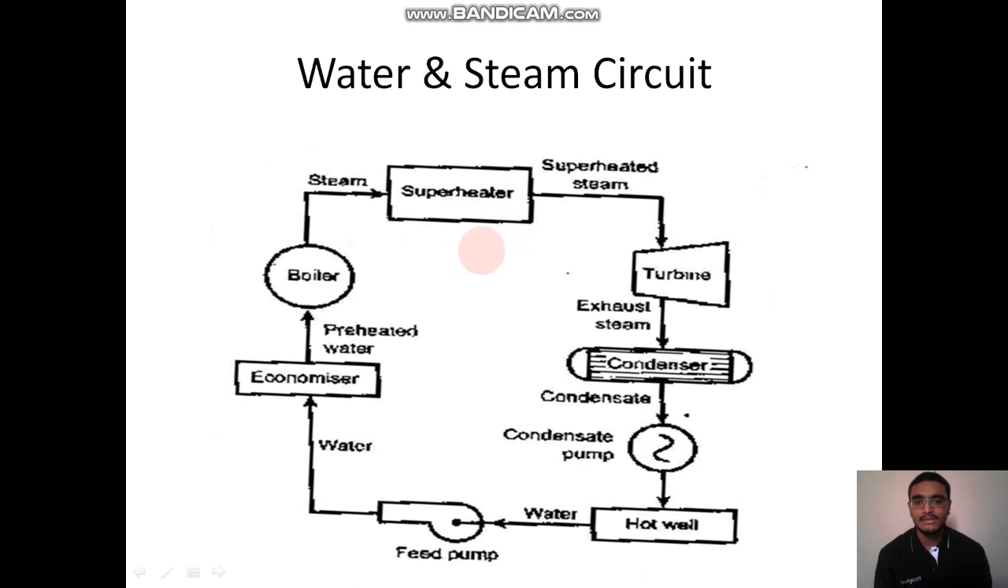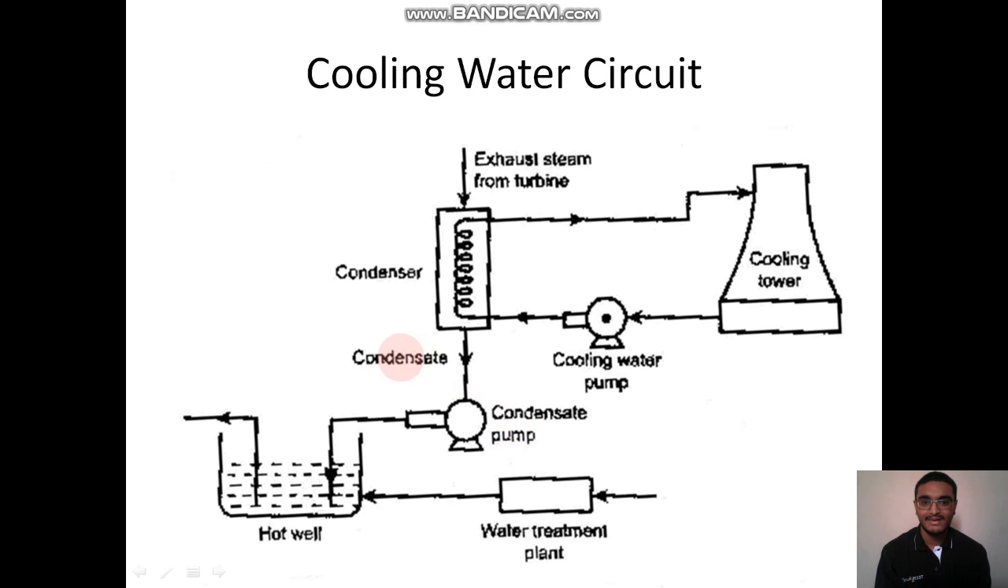Next, we have the water and steam circuit. It is the main circuit in this steam power plant. The water comes in through the pump from the reservoir, then goes to the economizer, boiler, then superheater, then goes to the turbine, gets condensed, and comes back to the well. I think you're familiar with this now.